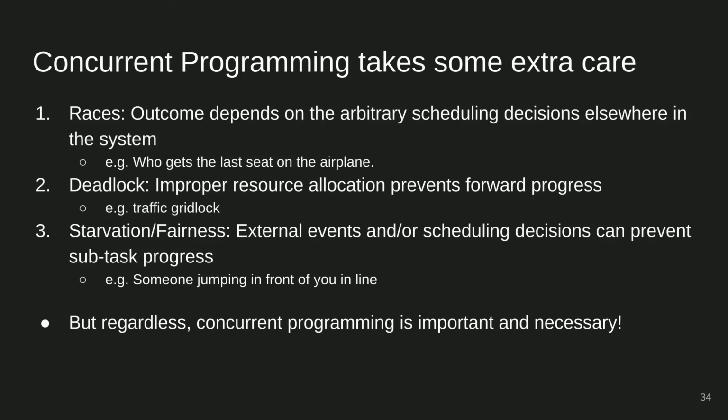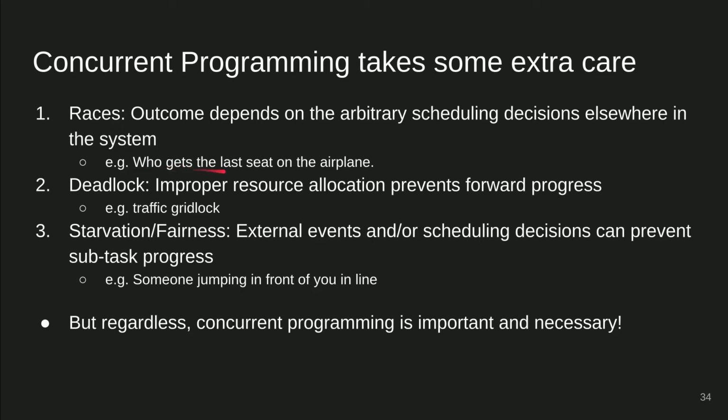So just to summarize these three caveats, a data race is when the outcome depends on the arbitrary scheduling decision elsewhere in the system. Okay, so that data race, for example, with the milk problem, if your two roommates never checked the fridge, or checked it after you had come back with your gallon of milk, right? They wouldn't have gone out to the store to get milk.